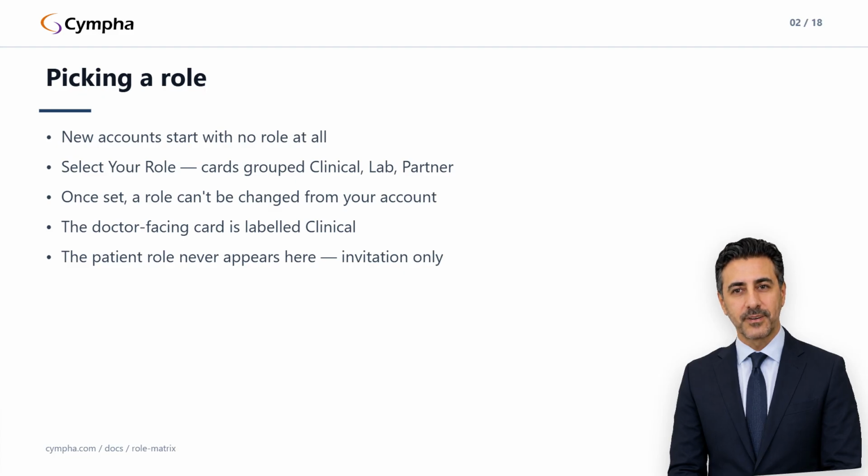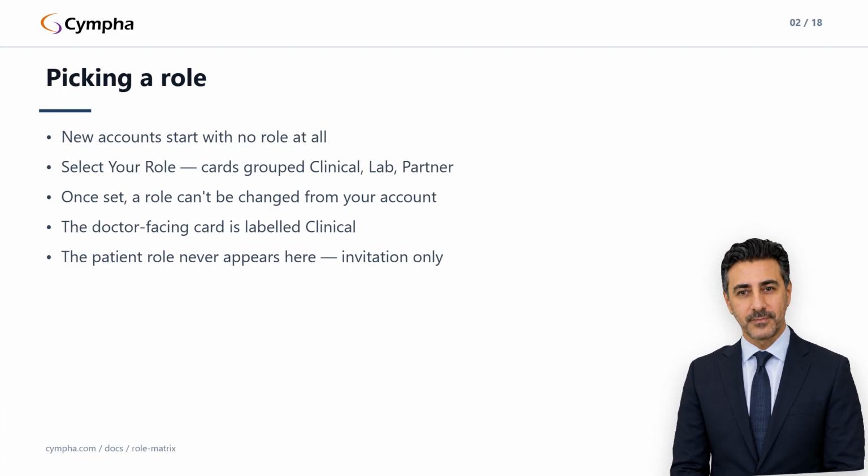Choose deliberately, and if you're advising a new team member, tell them what to pick before they sign up rather than after. Two labeling notes while we're on this screen. The doctor-facing card is labeled clinical, so if you're a dentist looking for a card that says dentist or doctor, clinical is the one you want. And one role you will never find here at all is patient. Patients exist only by invitation from their doctor, they never sign themselves up, and we'll come back to why at the end of the tour.